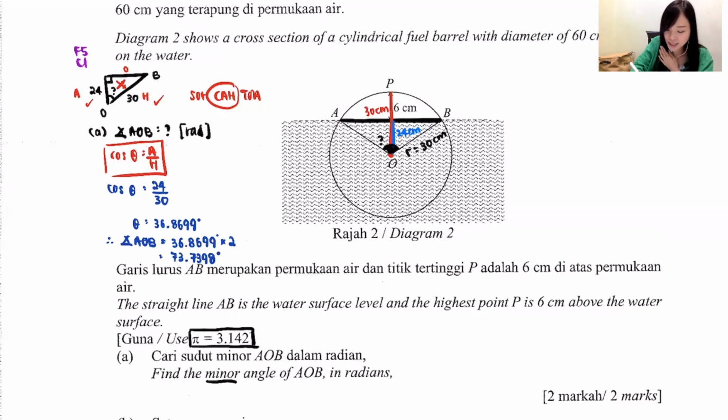No, because they want the answer in radians. How do we change it to radians? Isn't it times pi divided by 180? Remember pi is using what? 3.142. So I press calculator, I get 1.2872 radians.